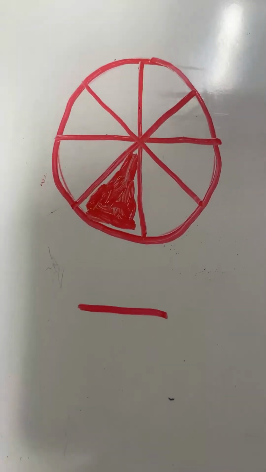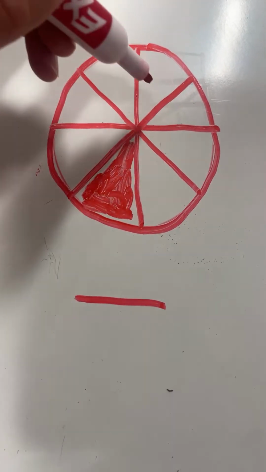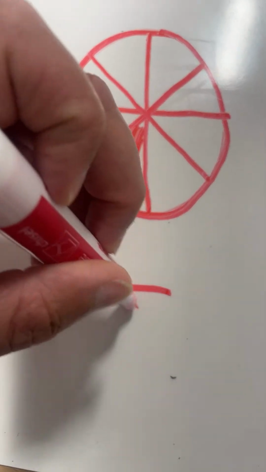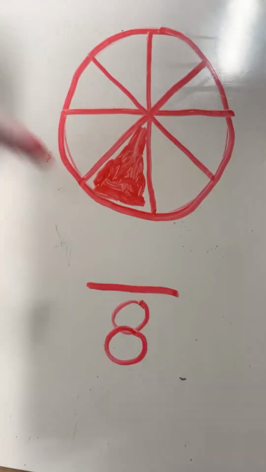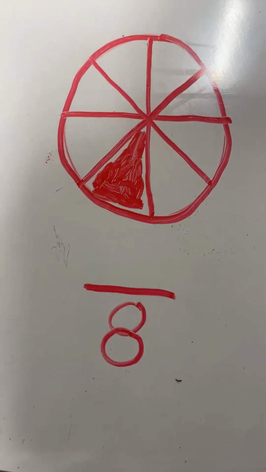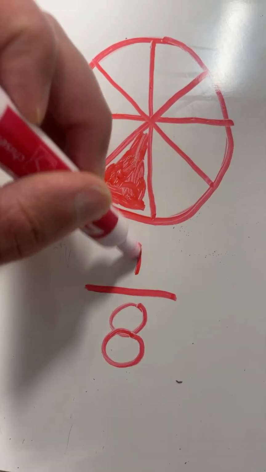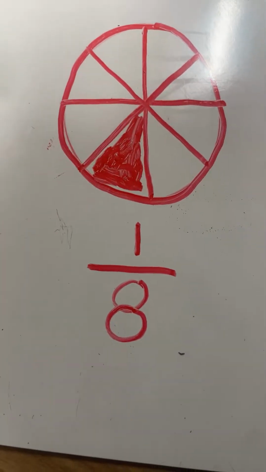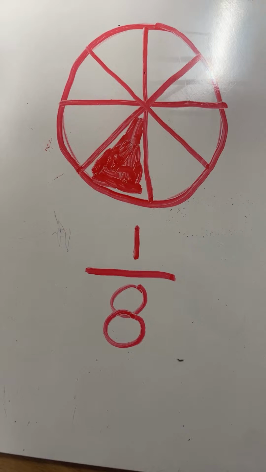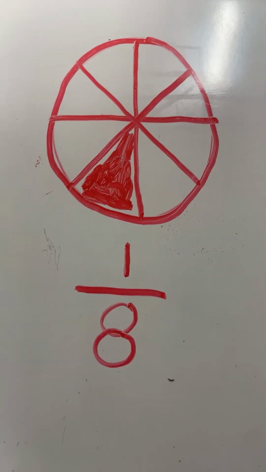So the denominator is the total amount of parts. So we have 1, 2, 3, 4, 5, 6, 7, 8 total parts within this fraction. Now we're looking for the fraction of the parts that are shaded. One of the 8 parts is shaded. So this fraction model represents 1/8. All right, moving on to the next example.